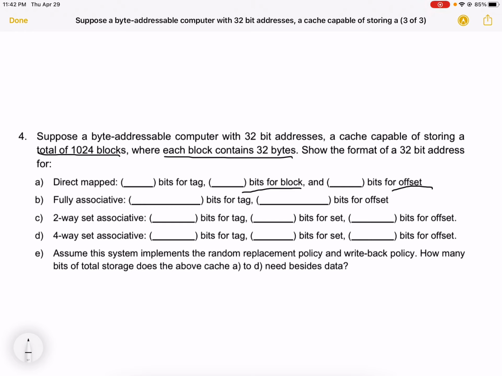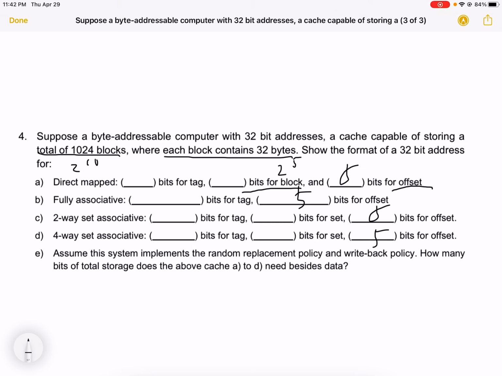So 1024 is 2 to the 10th power, and 32 is 2 to the 5th power. For the bits, we basically take the value of the power. So here it is 2 to the 5th power. As I mentioned before, the bytes contained within each block is related to the offset, so it is 5 bits for the offset.